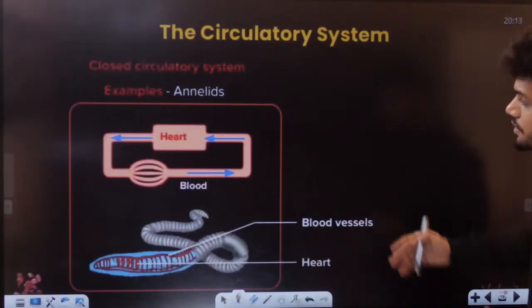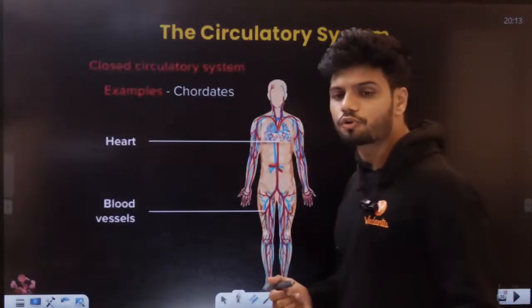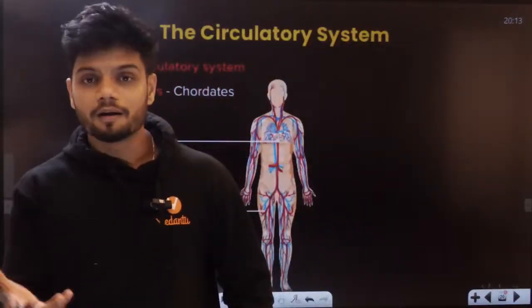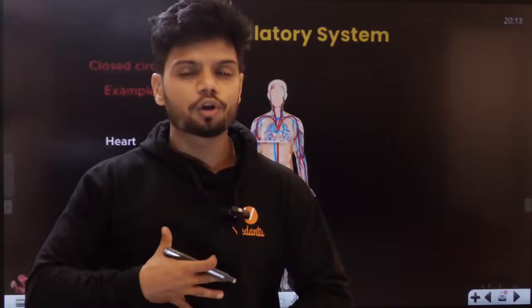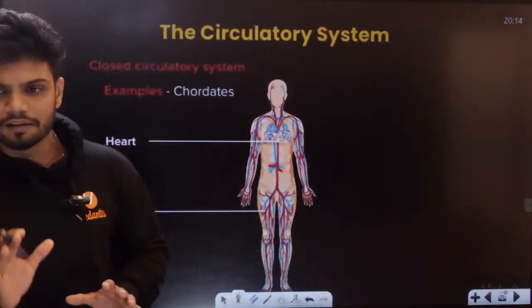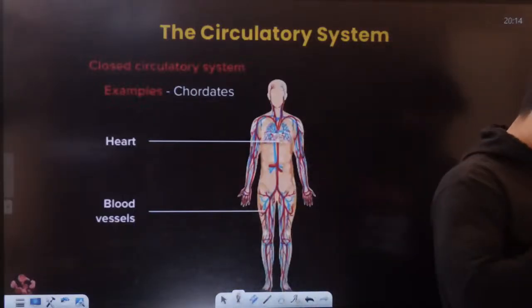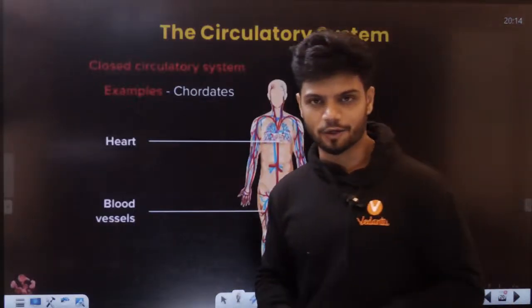It is found in the case of annelids. It is found in the case of chordates. So in the case of chordates as well as annelids, we can find a closed circulatory system here. Students, any doubt here? Anyone, any doubt? All of you know what is open and closed circulatory system right now.